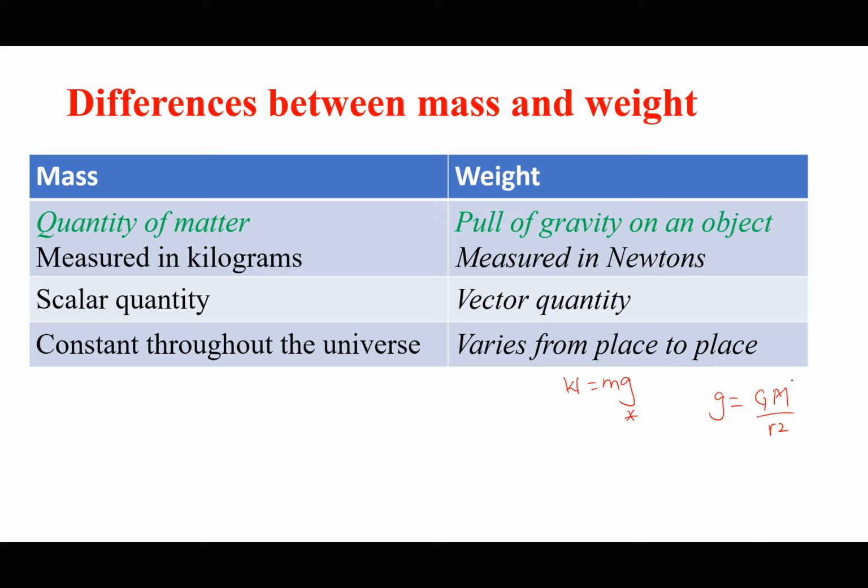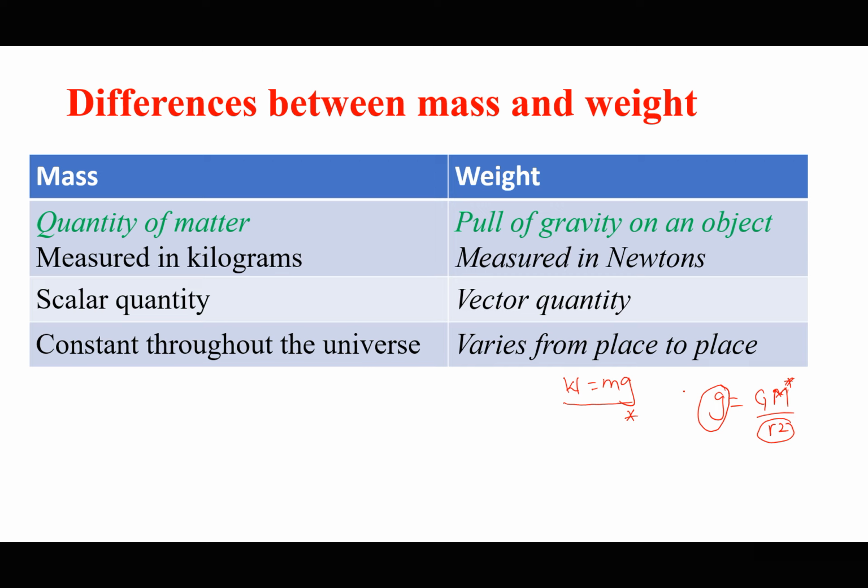If you are on another planet, the mass of the planet is not the same as the mass of the Earth. Therefore, the acceleration of free fall on another planet is not the same as the acceleration of free fall on the Earth. And it also depends on the distance of the object from the center of the Earth, for example. If you go infinitely far away from the Earth, the value of g becomes smaller. That means your weight will change. So weight varies from place to place.